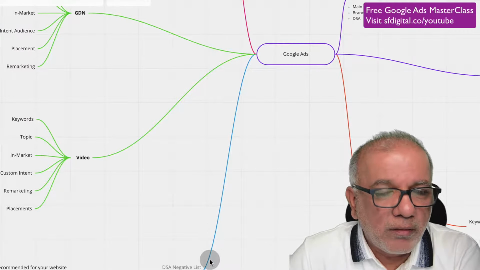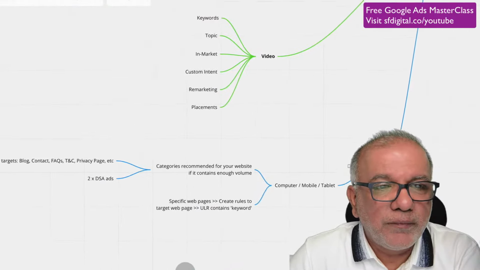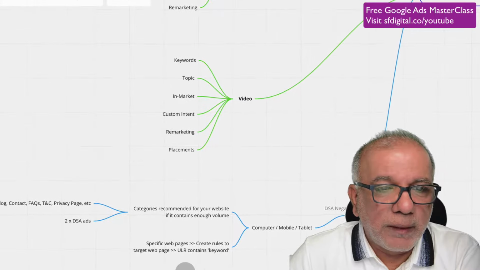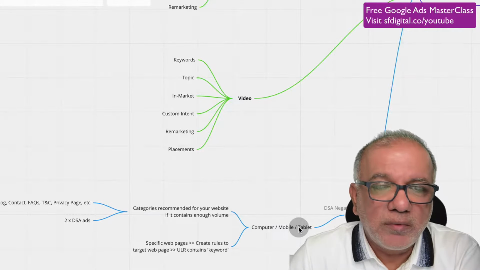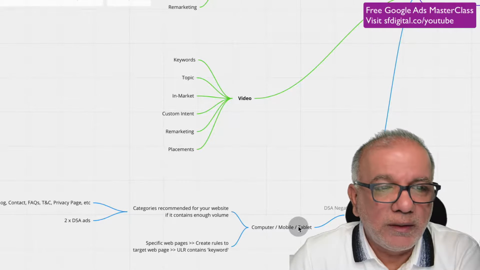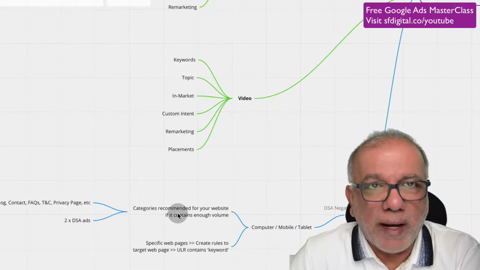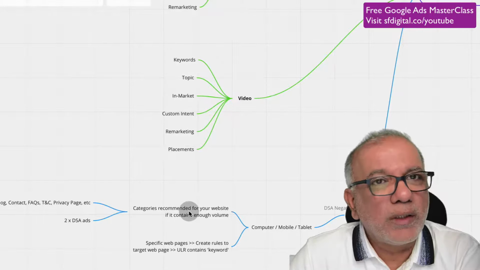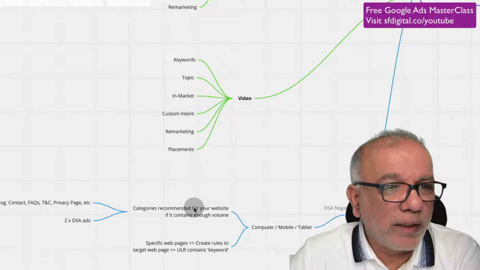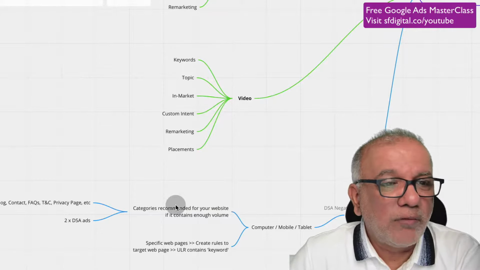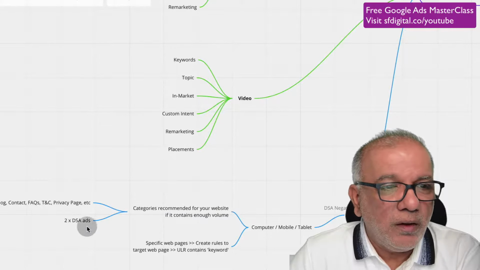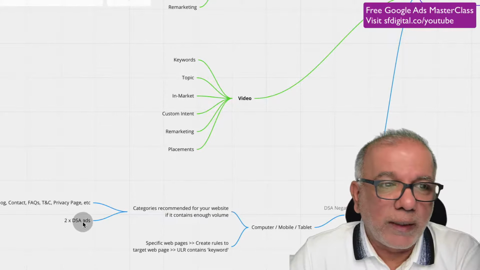Next, we look at the dynamic search ads. We have again 3 campaigns, one for each device, and then you set up the categories, one per ad group. Ideally, don't put all the categories which you are targeting in one ad group, and write the relevant ad for each. And we put in 2 dynamic search ads.